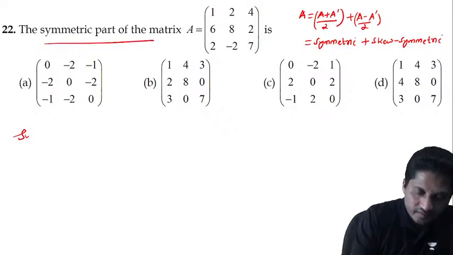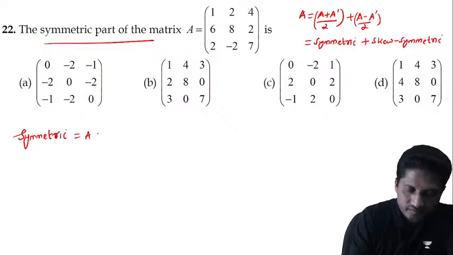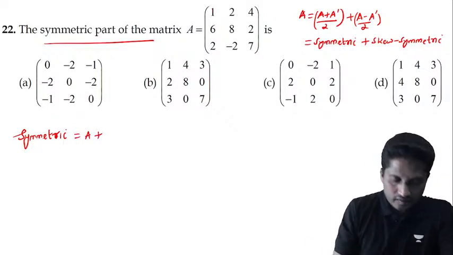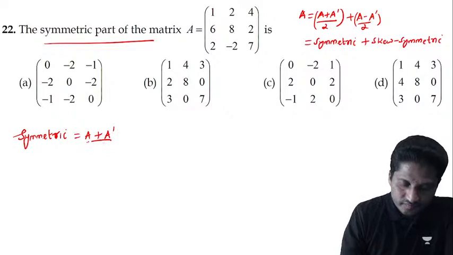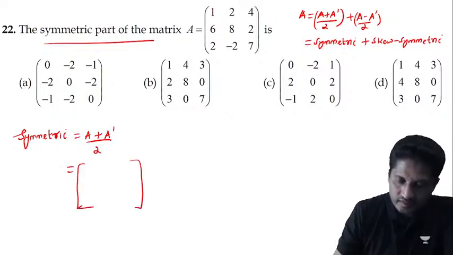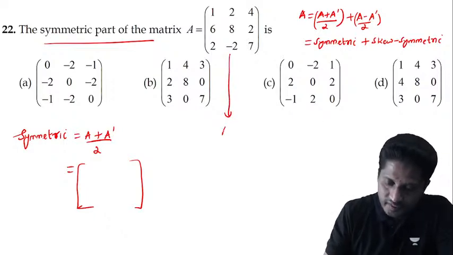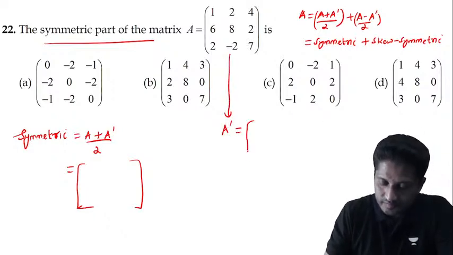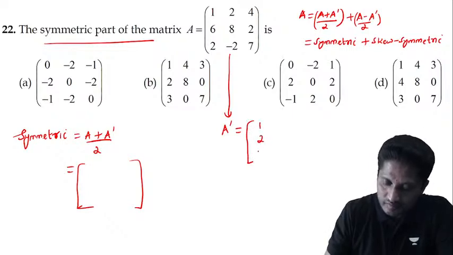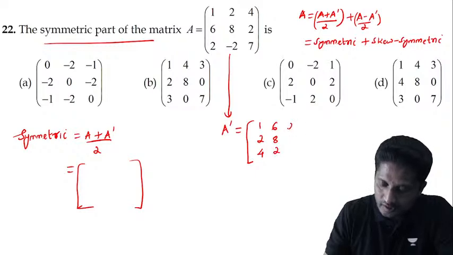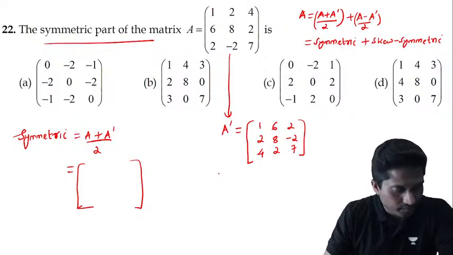I am supposed to find the symmetric part of this matrix. The symmetric part is always equal to A plus A dash by 2. Since A is given, I'll get A dash by taking the transpose. First row becomes the first column, second row becomes the second column, and the third row becomes the third column. This is A dash.